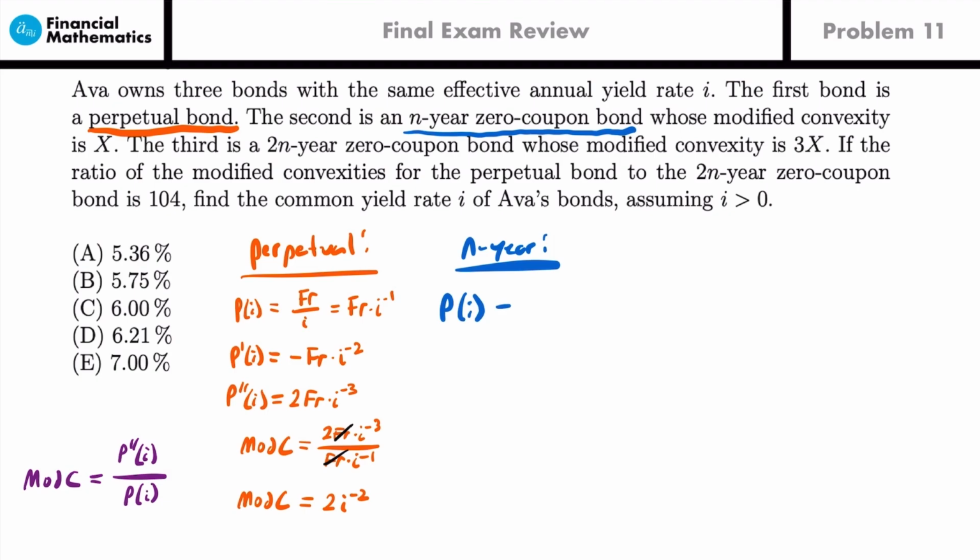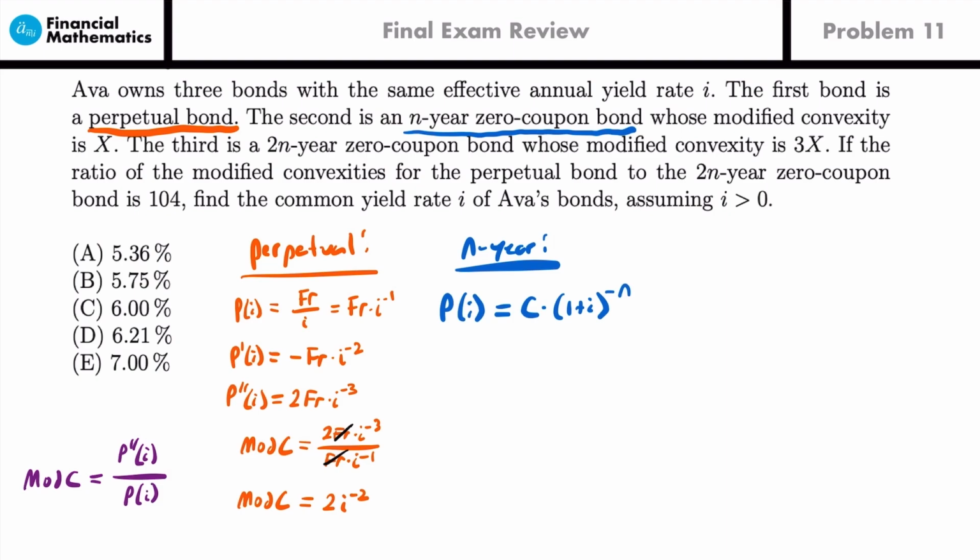So in this case, that would be C times V to the power of N. But since we want to work explicitly in terms of I with a price function, I'm going to write out that present value factor in terms of I. Remember that a present value factor would be the same as 1 plus I to the power of negative whatever the exponent of that present value factor was. In this case, it's just N. All right, so this is our price function for an N-year zero coupon bond.